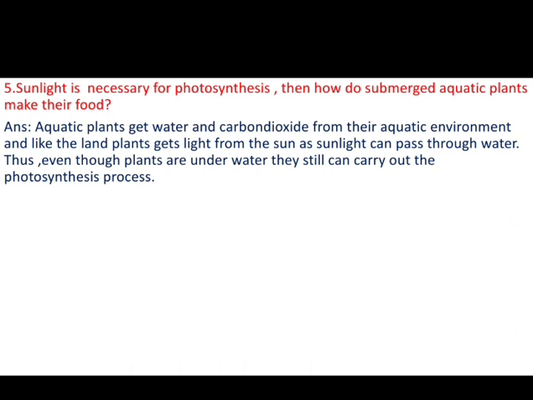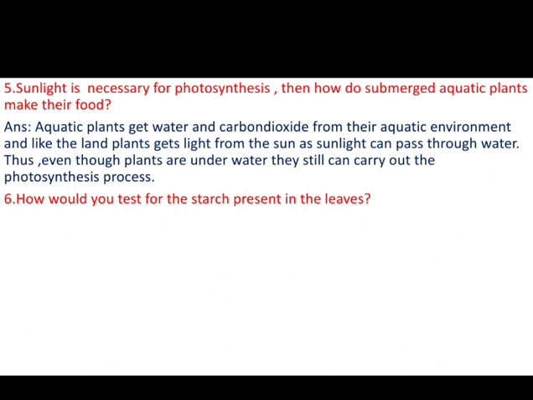So aquatic plants get water from the aquatic environment, as they are submerged in the water, and they get the dissolved carbon dioxide, which is present in the water. And the sunlight can pass through the water, hence they can get the light. So they can carry out the photosynthesis process and hence they survive in this way.